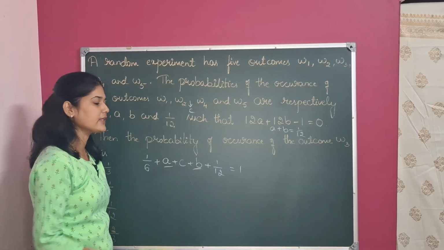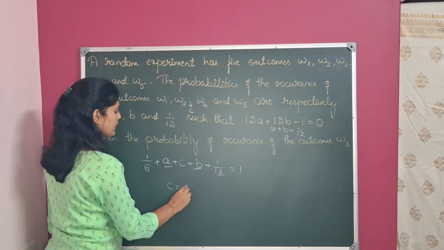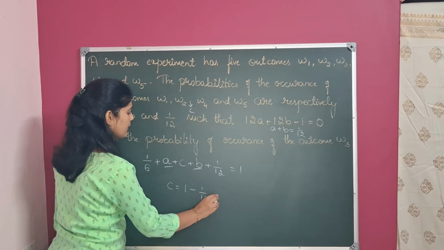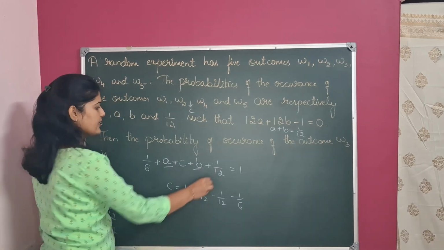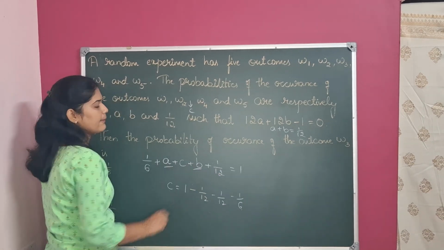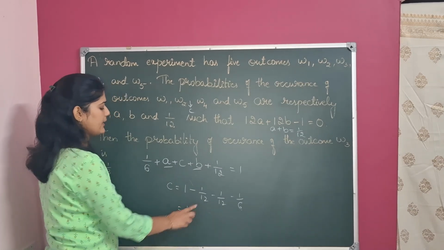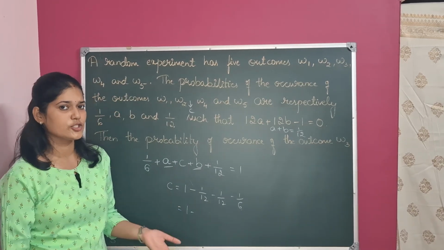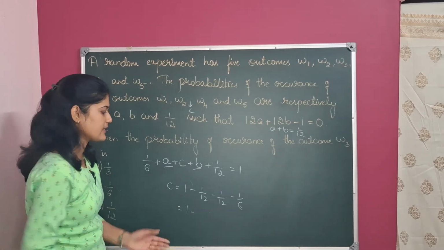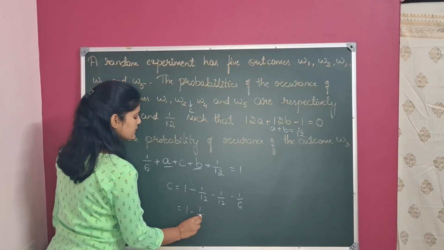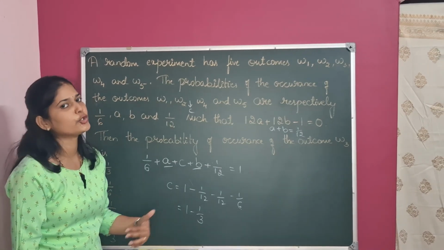A plus b is nothing but 1 by 12. So c is equal to 1 minus 1 by 12 minus 1 by 12 minus 1 by 6. So 1 by 12 is this one and a plus b is again 1 by 12. If we simplify this, 1 minus 1 by 12 means it is 2 by 12 which is nothing but 1 by 6, and 1 by 6 plus 1 by 6 means 2 by 6 which is nothing but 1 by 3. So 1 minus 1 by 3 is 2 by 3.